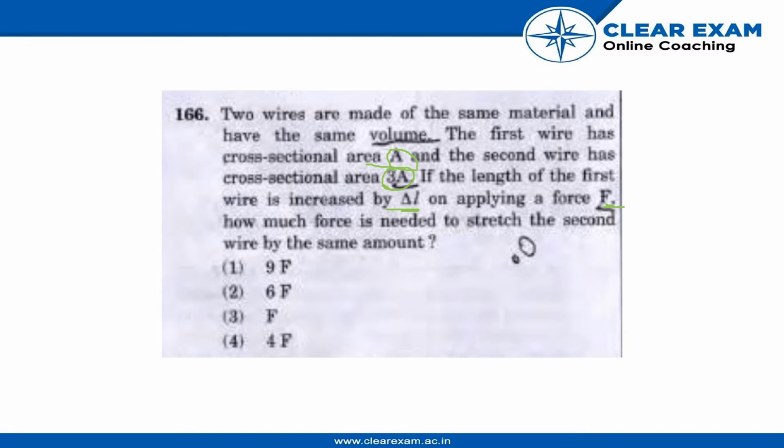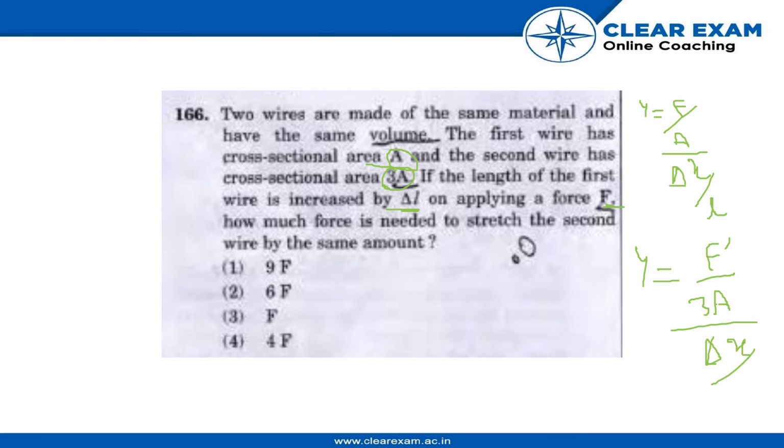Let's see. For the first wire, Y equals F by A upon ΔL by L. Similarly, for wire 2, we can say that Y equals F' by 3A, because the cross-sectional area is 3A, and we have to stretch it by the same amount, so the length should also be L by 3.